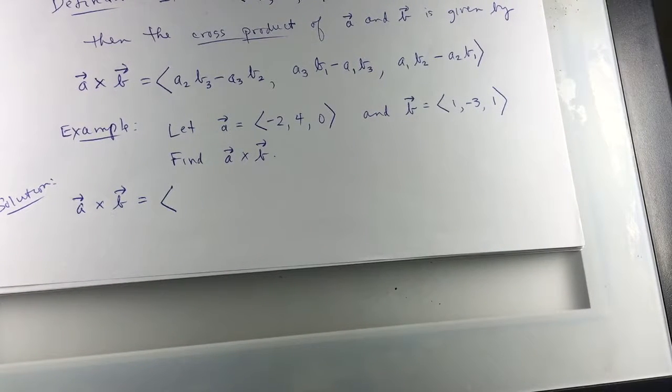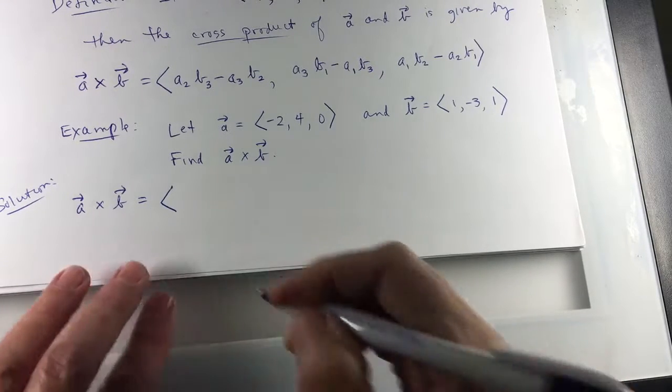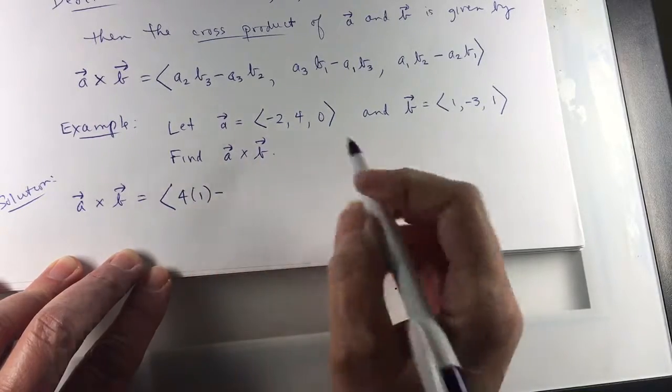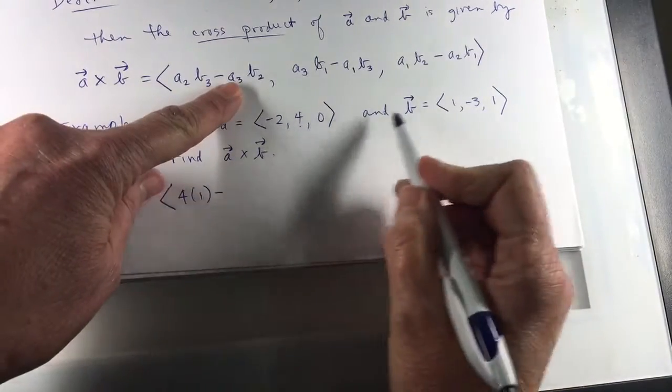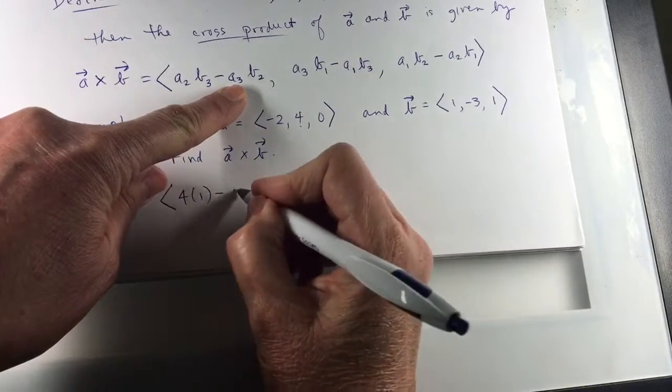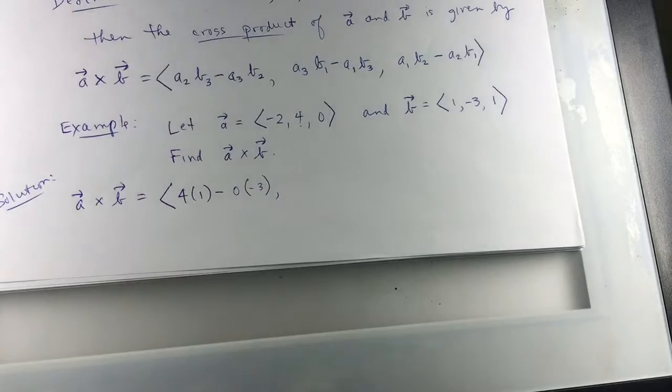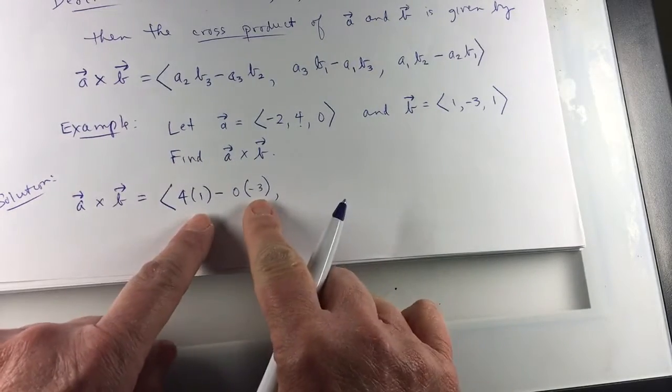Let's see, A sub 2 is 4. B sub 3 is 1. So it's going to be 4 times 1 minus A sub 3 is 0. 0 times -3. And then, that's the first component.